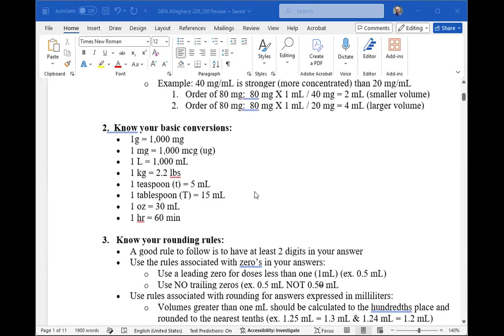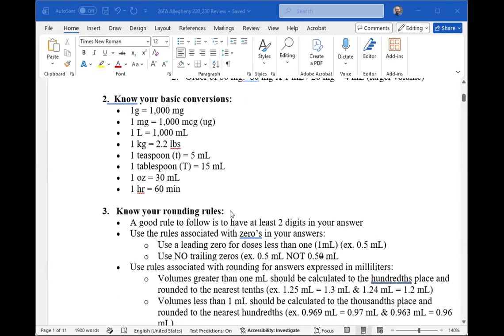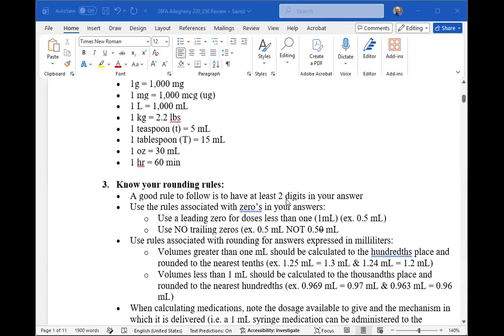So make sure this is the review for 220, 230 for Allegheny campus. Make sure you know your basic conversions. Make sure you know your rounding rules. Like I said, I will go through and review some of those rounding rules as we work together.